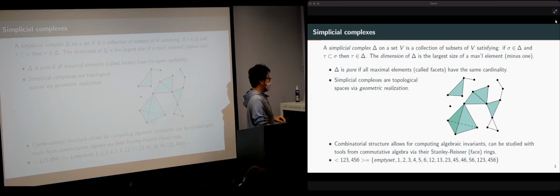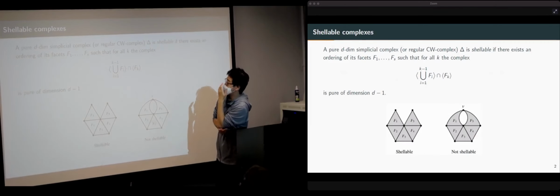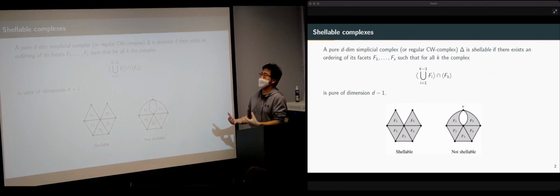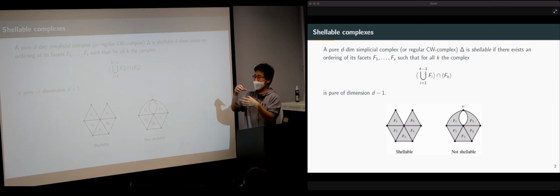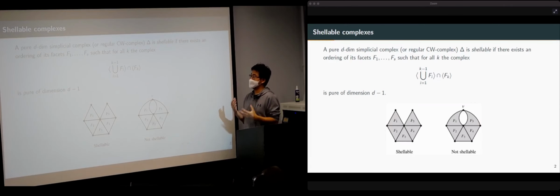Now, not just a simplicial complex, but we are going to be dealing with a special case of simplicial complexes called shellable complexes. The intuition behind shellable complexes is that they are the ones that are very nicely peelable. For example, if you have a pizza, then you can peel off the slices very nicely. Or if you have an orange, then you can constantly peel off the slices very nicely as well. So you can think of shellable complexes as ones that are very nicely peelable.